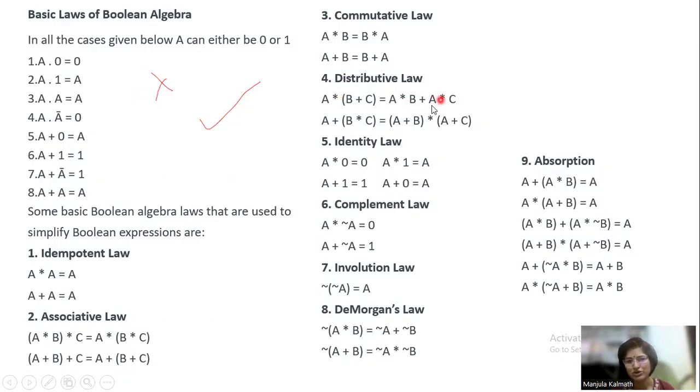That's what is distributed here. A is distributed among B and C. Like A plus B into C means here we have (A plus B) into (A plus C). Identity law: A into 0 equals 0, A plus 1 equals 1, A into 1 equals A, A plus 0 equals A. And complement law: A into complement of A equals 0, A plus complement of A equals 1.